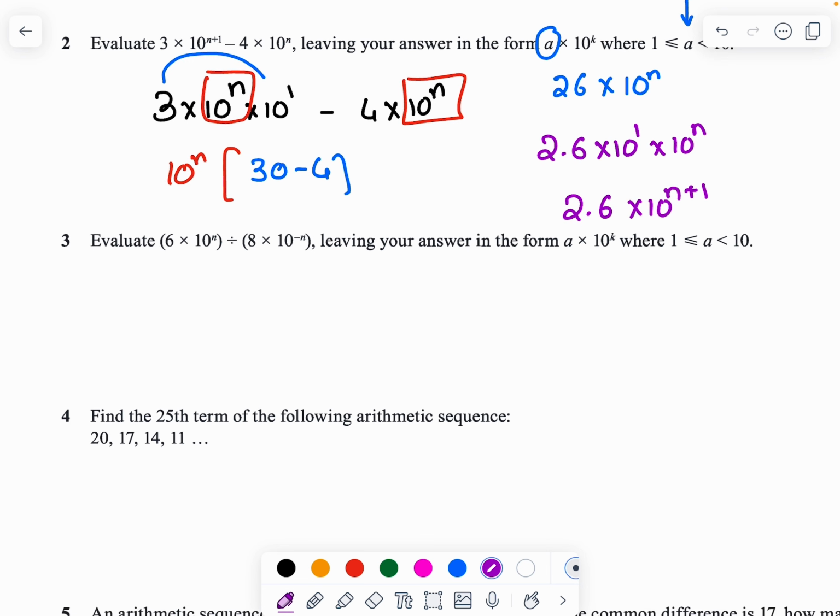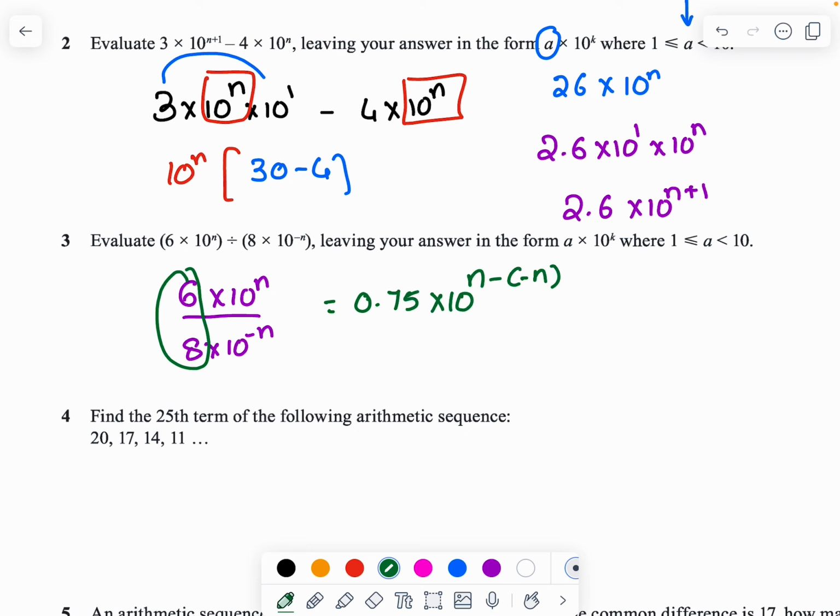Question number 3. Evaluate this one now: 6 times 10 power n divided by 8 times 10 power negative n. When I do 6 by 8 by calculator, I should get 0.75. Then for 10 power n divided by 10 power negative n, in division we should subtract the powers. Now 0.75 should be written as 7.5 times 10 power negative 1, times 10 power 2n. So my final answer is going to be 7.5 times 10 power 2n minus 1.